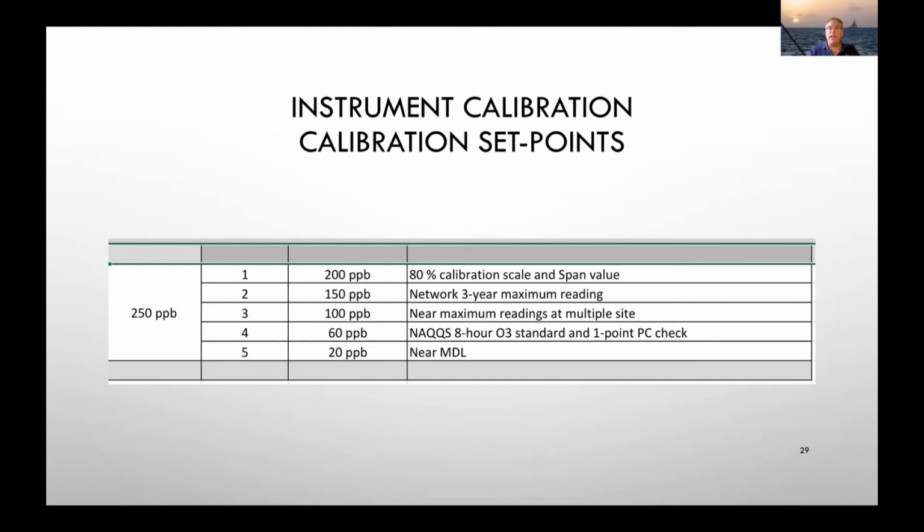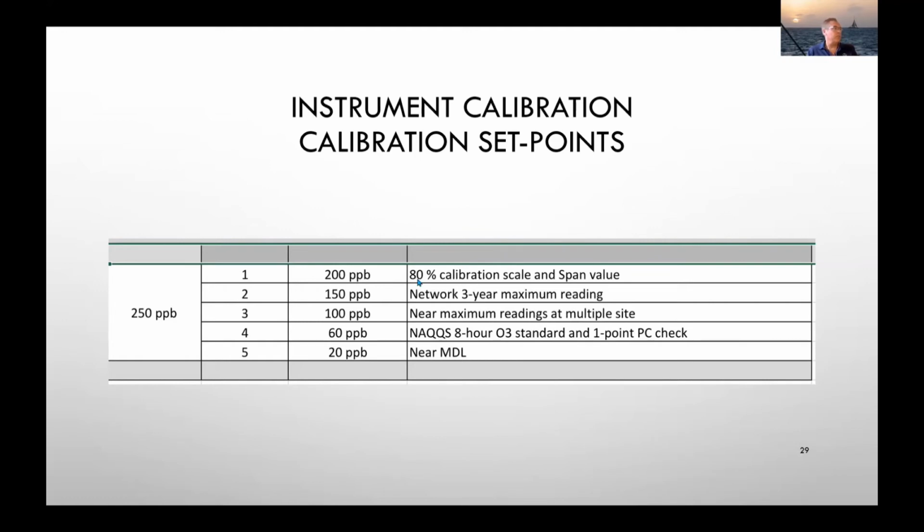EPA has advised that we set up a calibration scale, and the instrument can still be run at 0 to 500 ppb, but the calibration scale would be geared to run test points that are actually peppered around the area where we expect to get data, air monitoring data. In addition, each one of the test points, the calibration test points, should be chosen with a reason in mind.